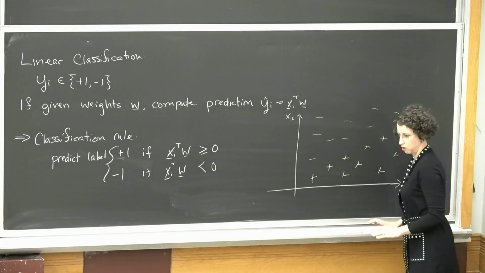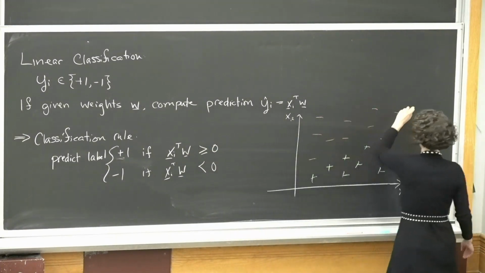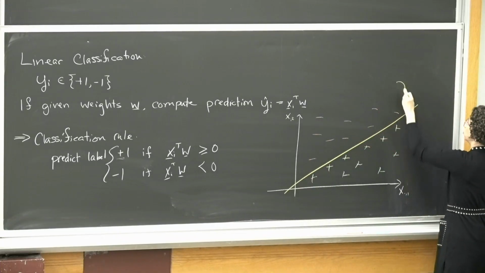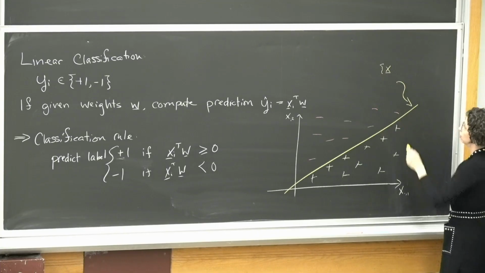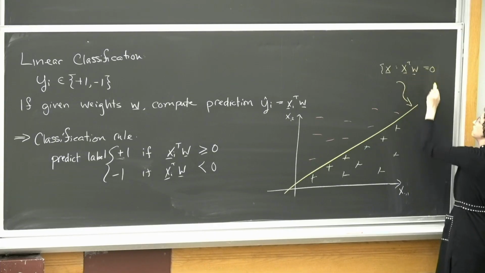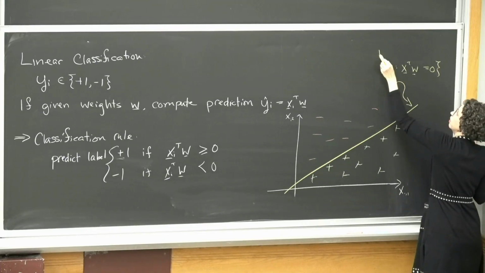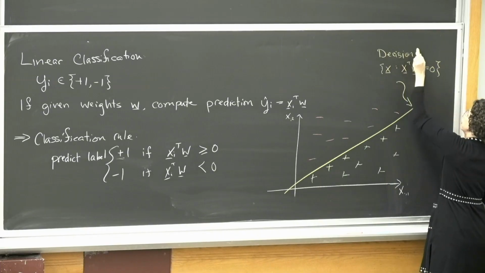Then what we can do, or plot on this diagram, is a line like this. And what this line would correspond to is the set of all of the different feature vectors x so that if I were to take the inner product of that feature vector and my weight vector, it gives me exactly 0. And so we call this our decision boundary.